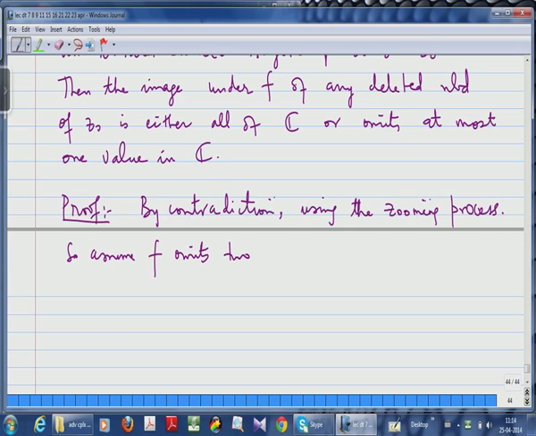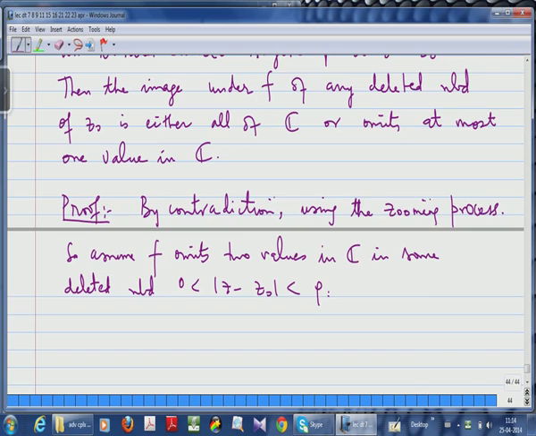two values in C, f omits two values in C in some deleted neighborhood, 0 less than mod z minus z naught less than say rho.